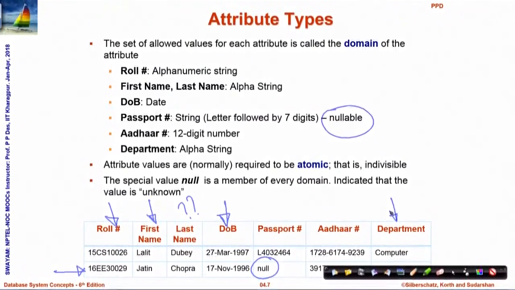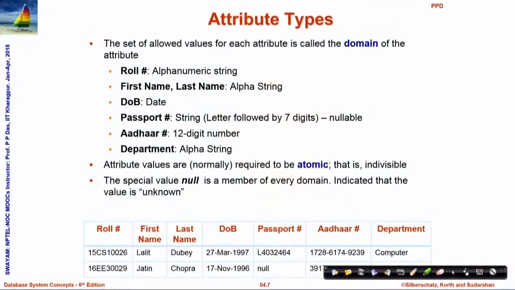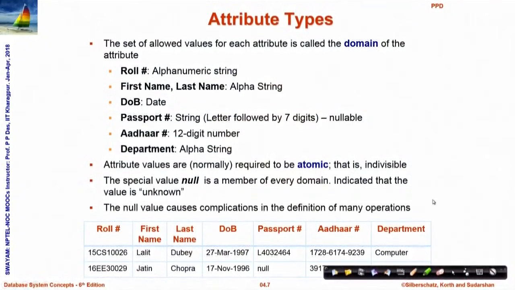So, null is a very critical concept, and what it actually does is create a lot of issues and complications in terms of defining many operations. So, understanding null as a value in terms of an attribute is a critical requirement for the design.